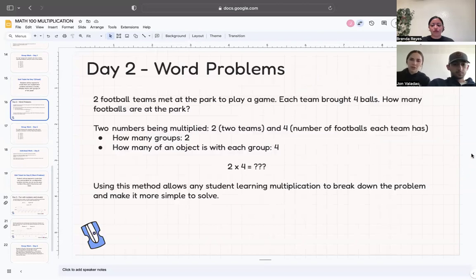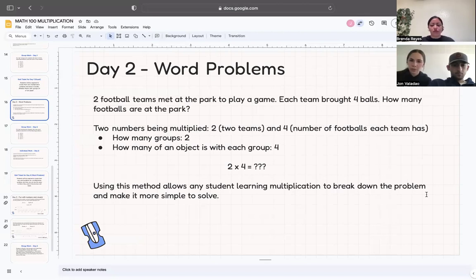Okay, so day 2 is going to focus more on word problems. So this example will be shown to the class. It's just the first, to kind of introduce the students to it, let them ask their questions, just to get them familiar with the concept. So this problem says 2 football teams met at the park to play a game. Each team brought 4 balls. How many footballs are at the park?